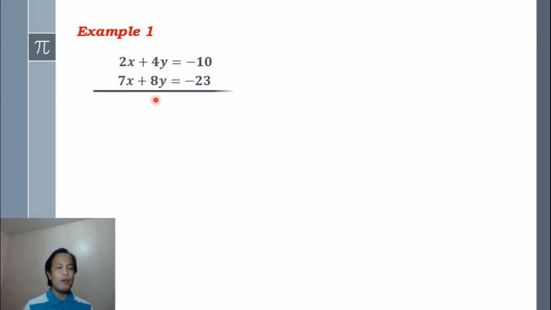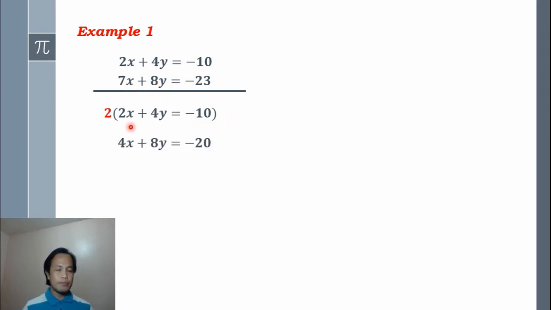Now, for this example, if we are going to solve for x, therefore we will eliminate the variable y. Before we can eliminate the variable y, we have to see to it that the coefficients of y are similar. In this case, we have 4 as the coefficient of y in the first equation and 8 in the second equation, so we need to manipulate the first equation in such a way that will give us a similar numerical coefficient as the second equation. So, we will simply multiply the first equation by 2 so that we can have 8 as the numerical coefficient in the first equation.